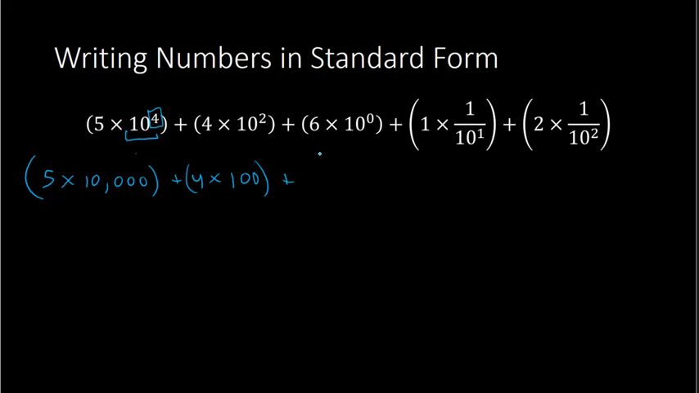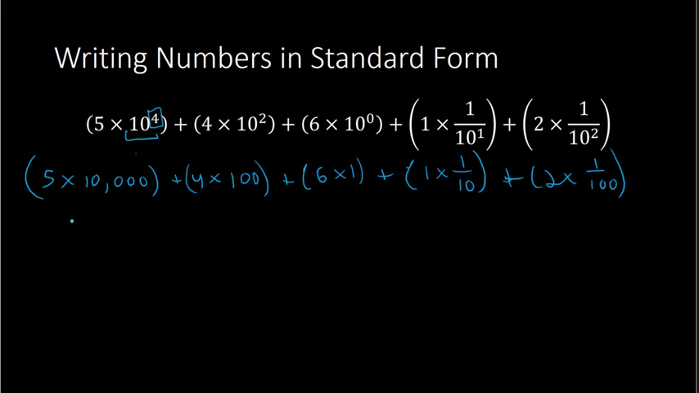And then for the next one, we have 6 times 10 to the 0 power. Anything to the 0 power is 1. So we have 6 times 1. And then here we have 1 times 1 over 10, because 10 is the same thing as 10 to the first power. And then lastly, we have 2 times 1 over 100. Right, 10 squared is 100. So this is my first thing I can do when working to write in standard form. And now from here we can try to simplify.